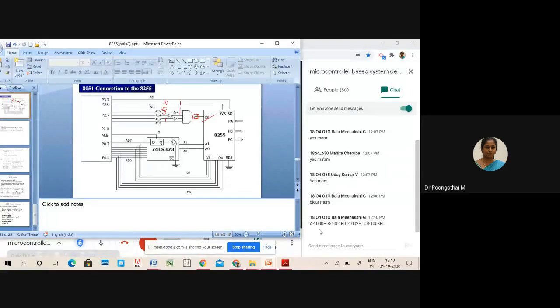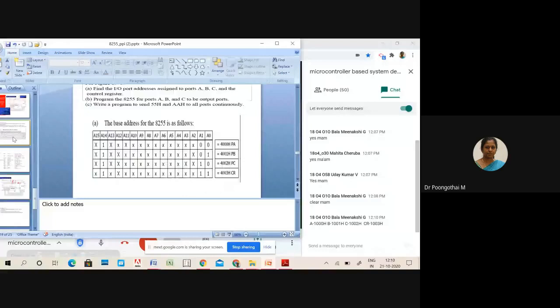Please note it down. See, in the previous example, this is the table, okay? Here only A14 is used to generate the chip select signal. So A14 must be 1 to access your 8255. Remaining bits are undefined, and A0, A1 will differ based on your device selection. So we are getting 4000, 4001, 4002, 4003.